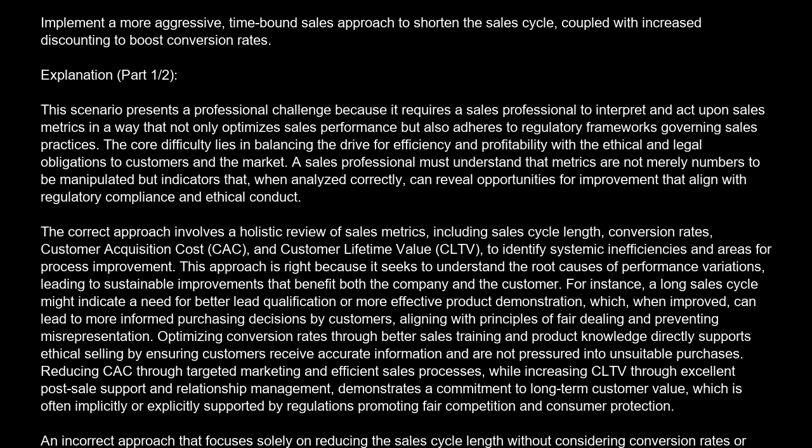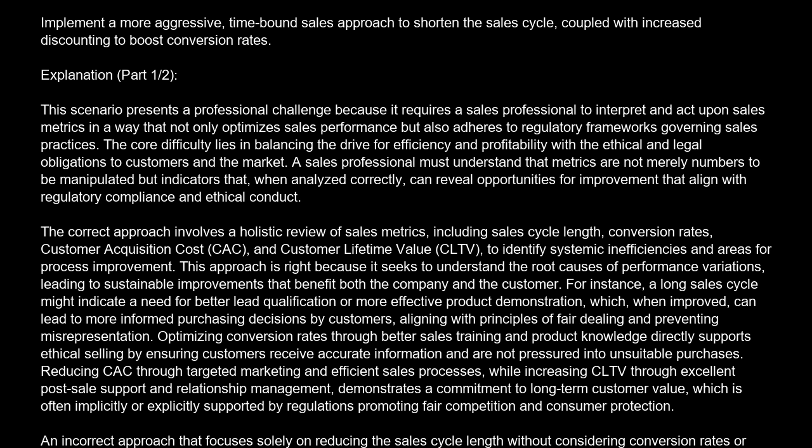interpret and act upon sales metrics in a way that not only optimizes sales performance, but also adheres to regulatory frameworks governing sales practices. The core difficulty lies in balancing the drive for efficiency and profitability with the ethical and legal obligations to customers and the market. A sales professional must understand that metrics are not merely numbers to be manipulated, but indicators that, when analyzed correctly, can reveal opportunities for improvement that align with regulatory compliance and ethical conduct.